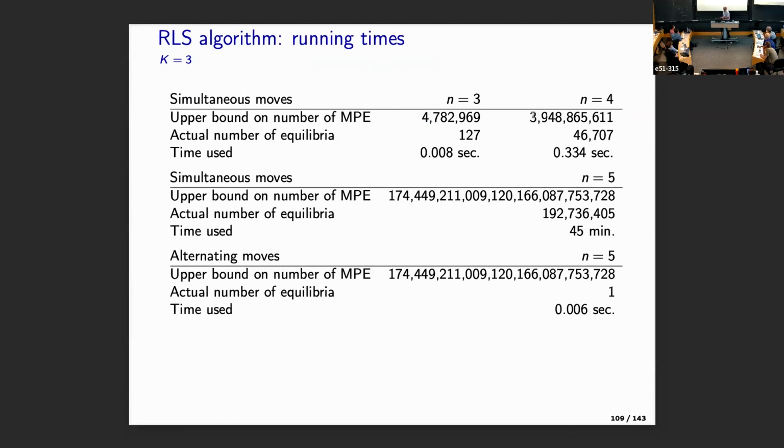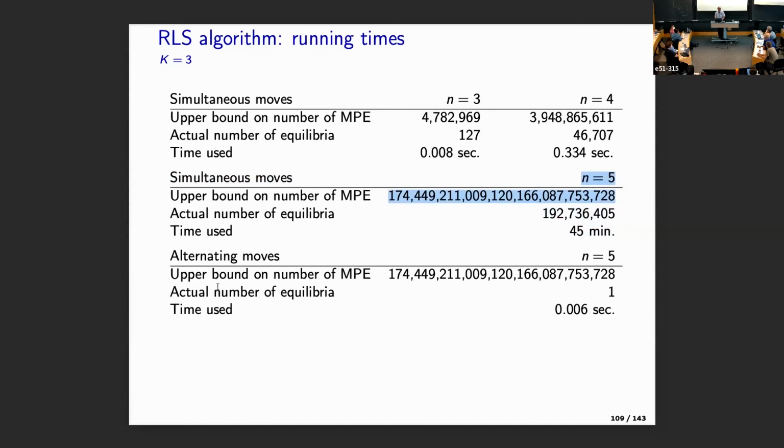So, for example, here we're trying to illustrate that for different discretizations, you can have a huge upper bound on the number of equilibria. And this is a number of rows in this big table, right? And so in this example, a simultaneous move game, we spent 45 minutes on a laptop to find almost 200 million equilibria out of this number, which I don't know how to pronounce. Well, it's 174 septillion, all right?